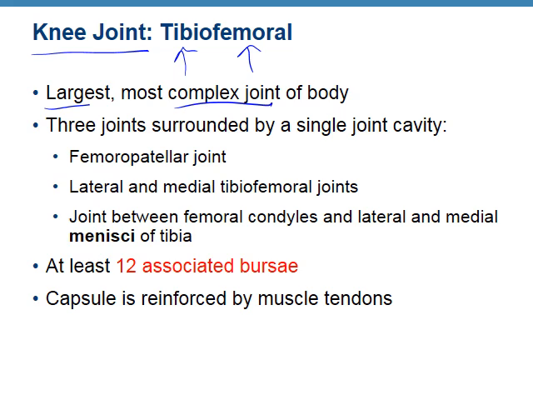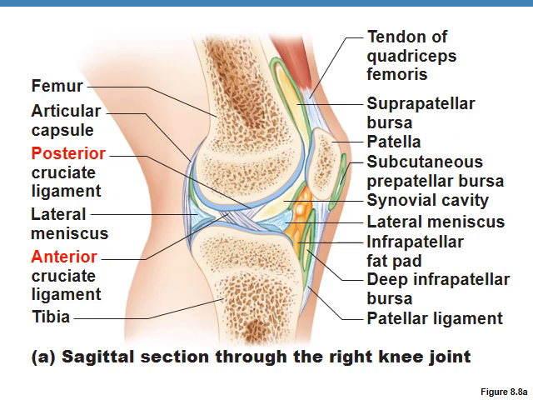It's the largest, it's the most complex. There's 3 joints surrounded by a single joint cavity. We have 12 associated bursa. We also have menisci. So let's take a look at that. Here's a sagittal section of the right knee. You can see the bursa, several of them. You can also see the meniscus. It would be here, but they cut it. There's also another one on the inside or medial side, but we can't see that with this section.